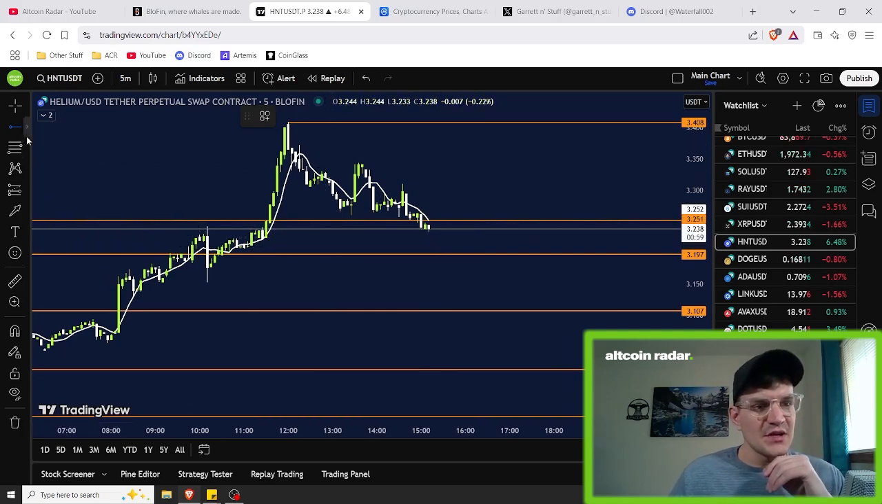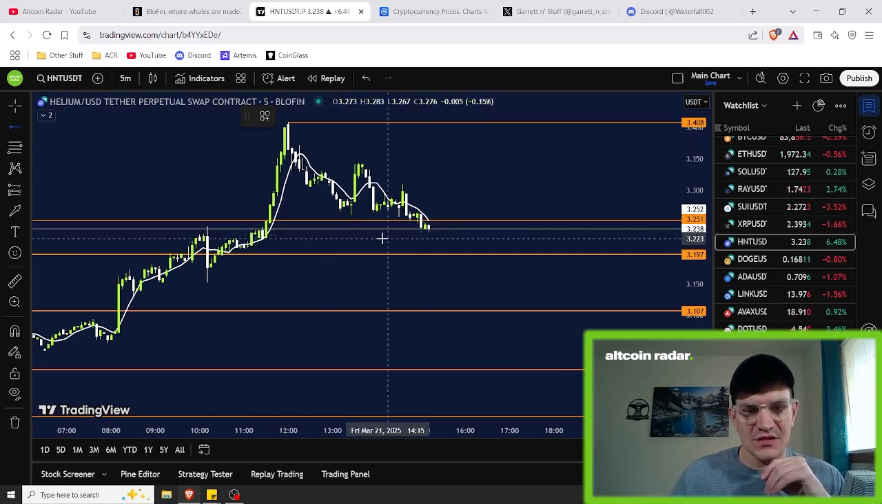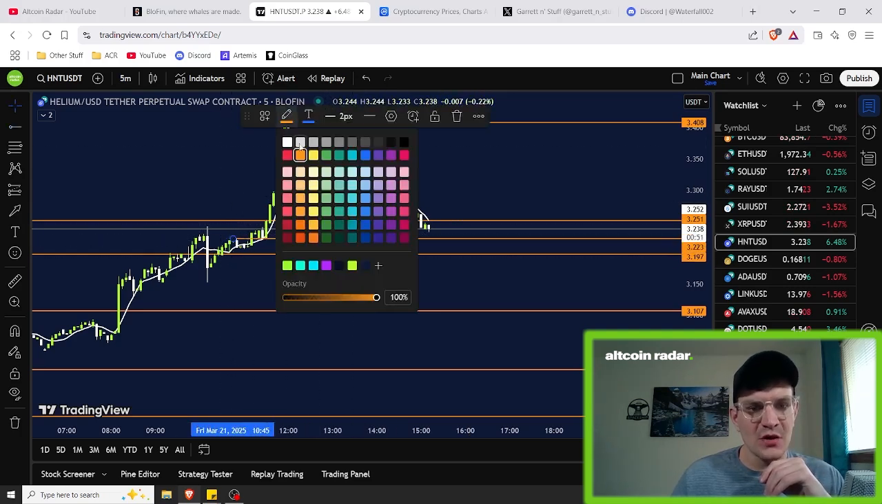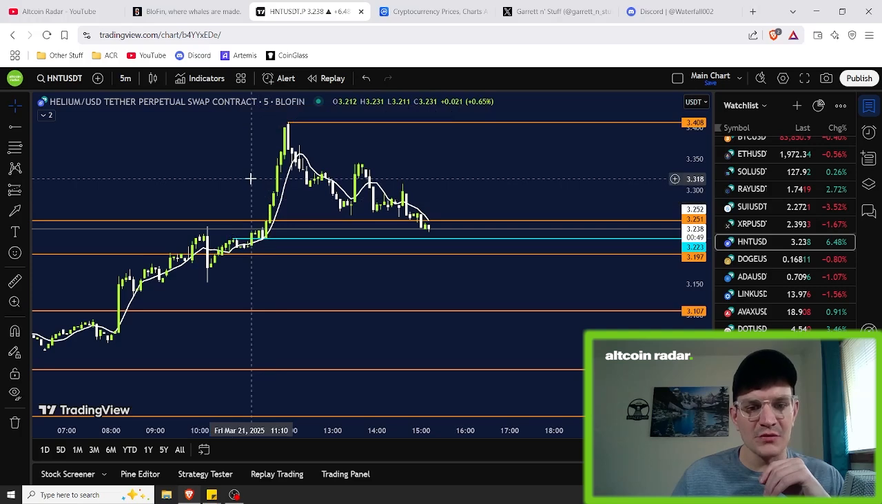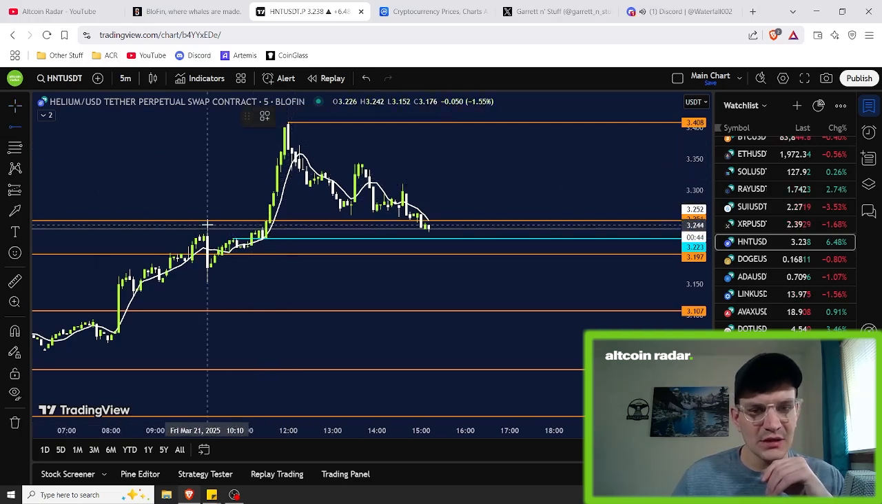As we can clearly see right here, we've got support right in here. These smaller local levels we will make blue, just so they're a different color. So we'll make that one blue, and we'll make this one blue right here.